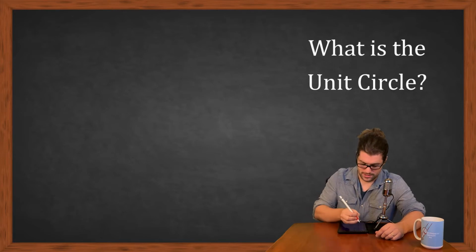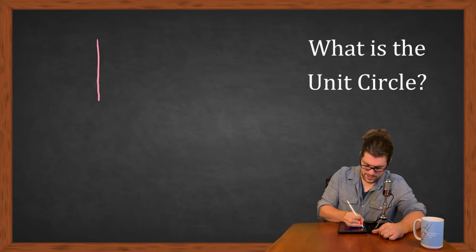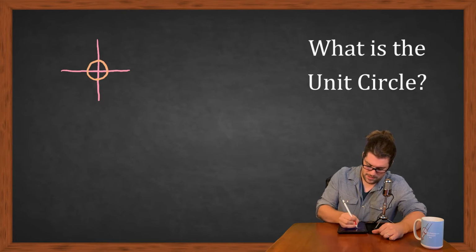So what is the unit circle? Well, first of all, the unit circle is kind of what it sounds like if you know what a single unit would be. So the unit circle is the circle of radius 1 centered at the origin. So if this went out to positive 1 in that location, then this would be called the unit circle.